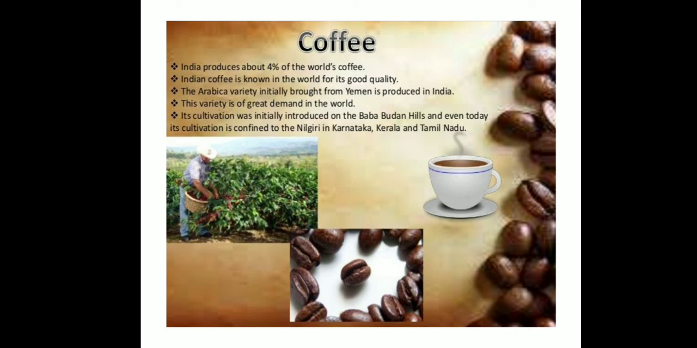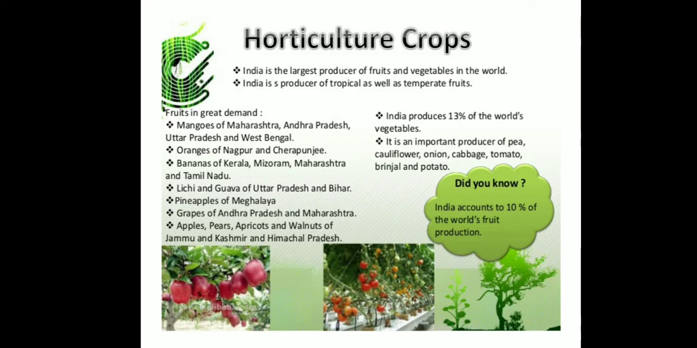Now, after that, we are going to study the important horticultural crops that are grown in our country. Horticulture crops. India is the largest producer of fruits and vegetables in the world. India is a producer of tropical as well as temperate fruits.